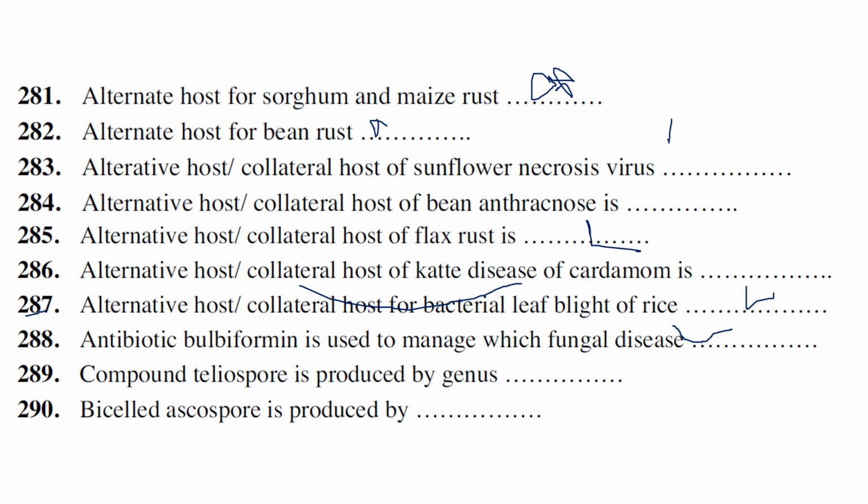Compound teliospore is produced by which genus? Compound teliospore: Phragmidium. We know very well this compound teliospore is produced by Phragmidium, a crust-like teliospore, right? Bicelled ascospore is produced by this pathogen, apple scab, Venturia inaequalis, I think. Yes, probably. Bicelled ascospore of Venturia inaequalis also looks like a slipper, right?